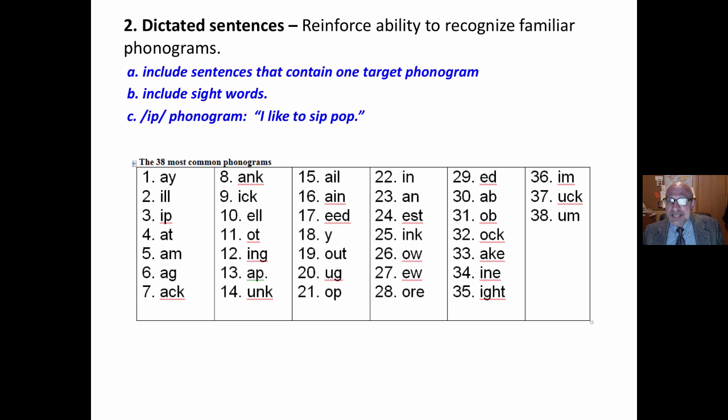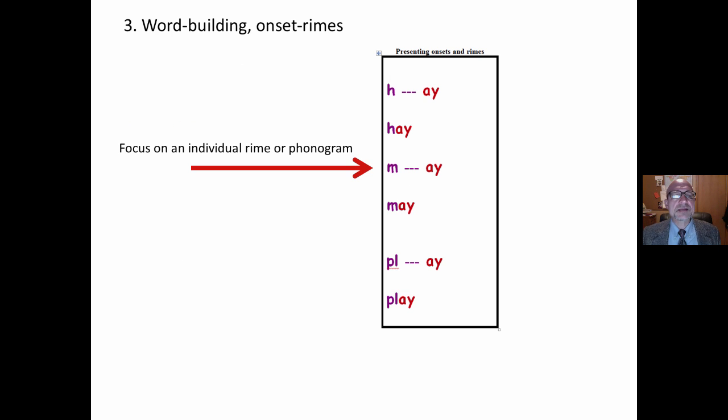Dictated sentences. Again, we're reinforcing the ability to recognize familiar phonograms. Simply include sentences that contain one target phonogram. Include sight words as well. I like to sip pop. Students then have to write that sentence. You dictate that sentence. So actually we're practicing word order, letter sound skills, and word analogy, the ability to recognize letter patterns. Dictated sentence: 3 to 6 minutes a day at most.